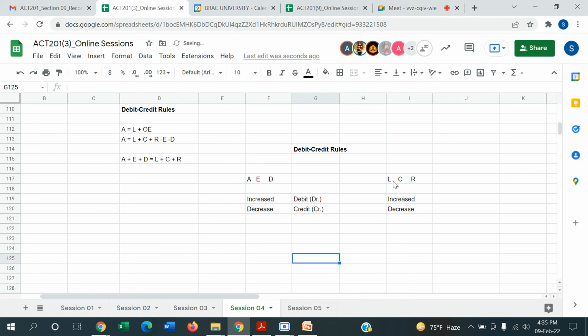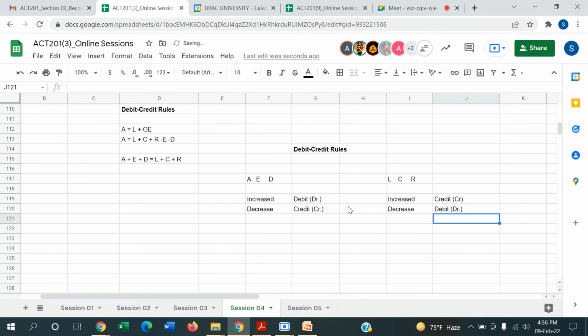On the other hand, for the liability, capital, and revenue, it's just the opposite of whatever we have done in the asset, expense, and drawings. When liability, capital, and revenue increase, we have to credit it. And when liability, capital, and revenue decrease, we have to debit it.